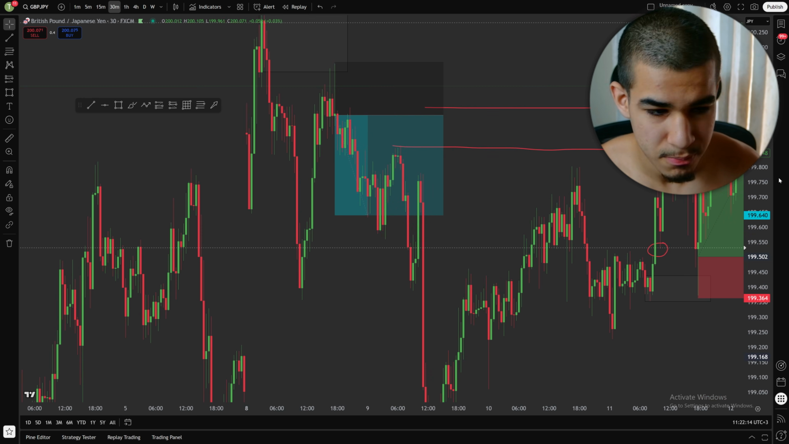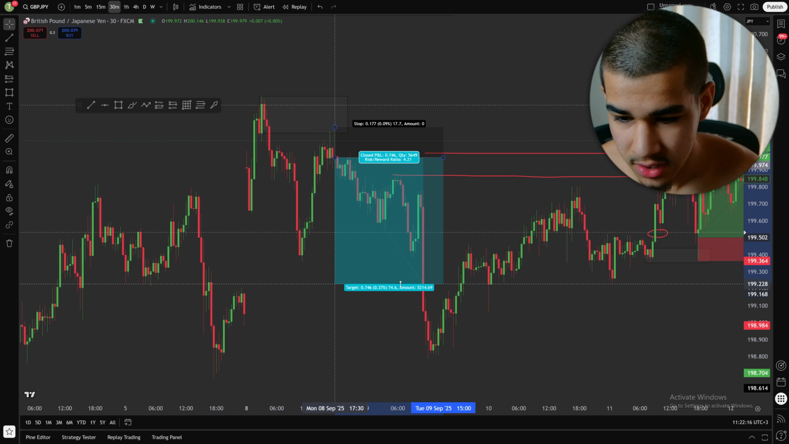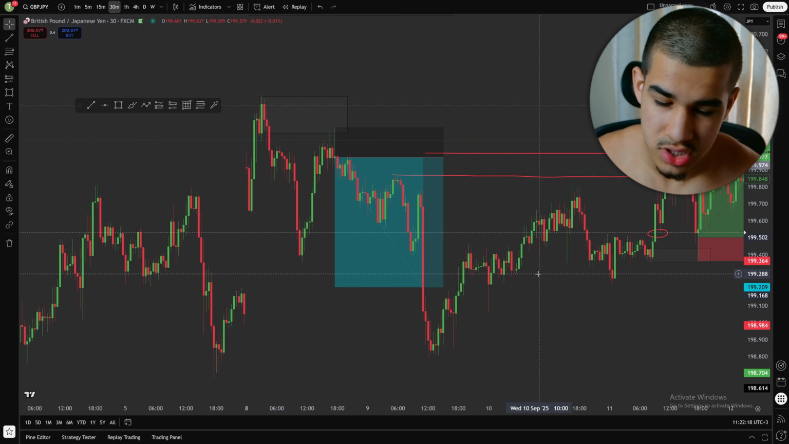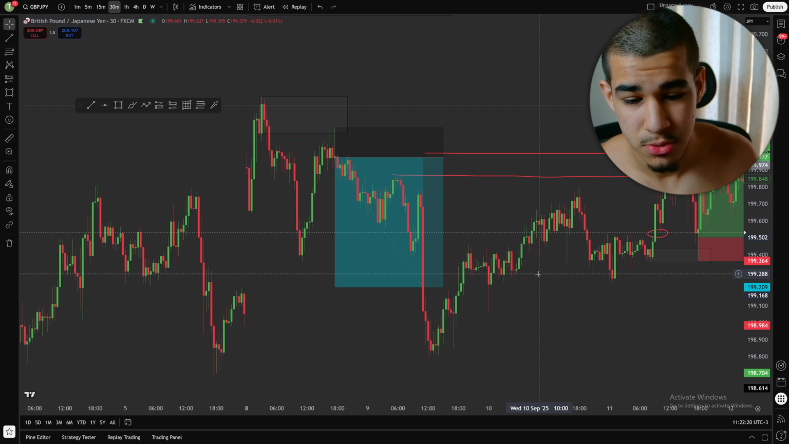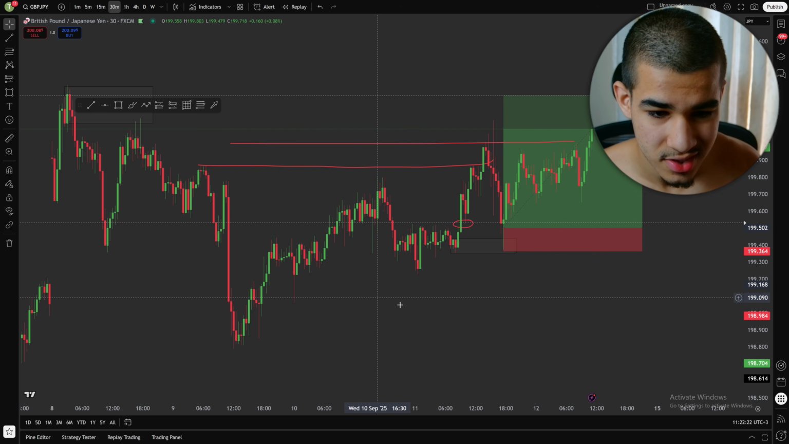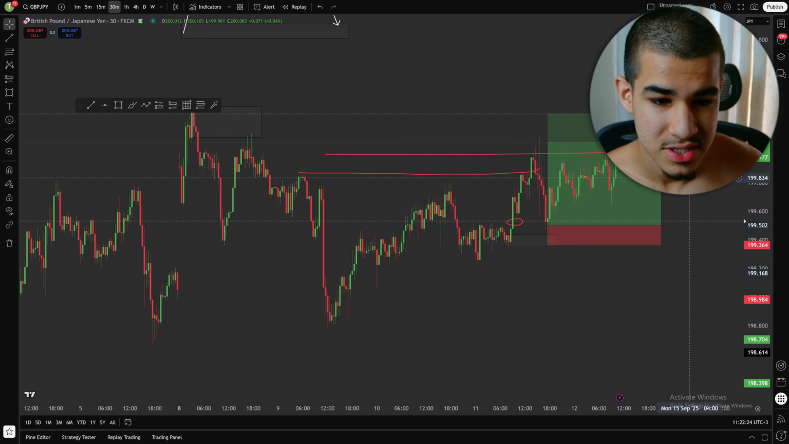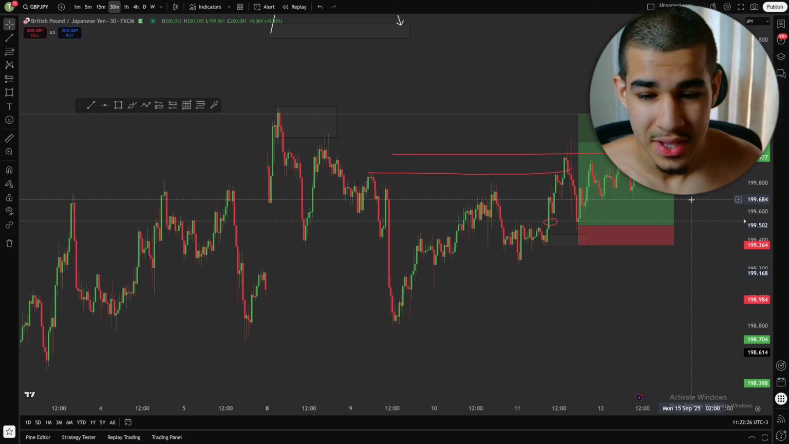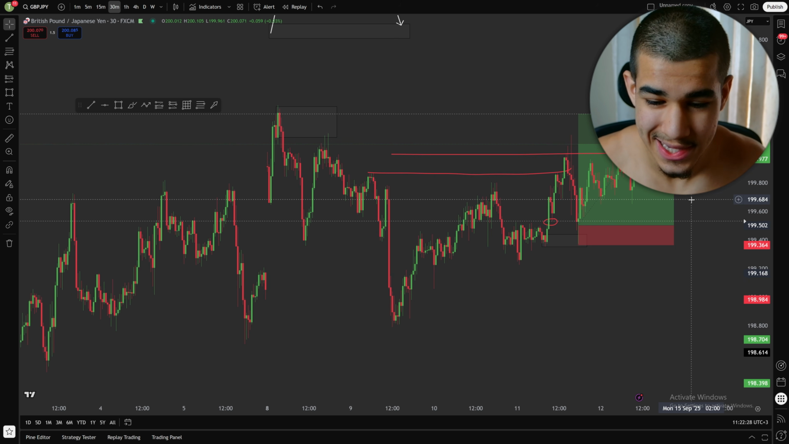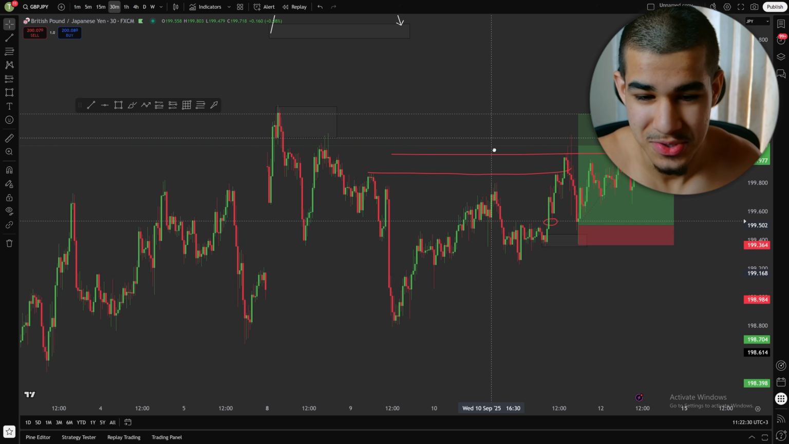Took it because of this massive gap fill we had over here, targeted right this. But yeah, unfortunately I got stopped out for spreads, but there's no problem. I get other opportunities like this one right here, which is about to hit my TP as well. So yeah, a quick video to show you guys that this is one of the best concepts in trading.